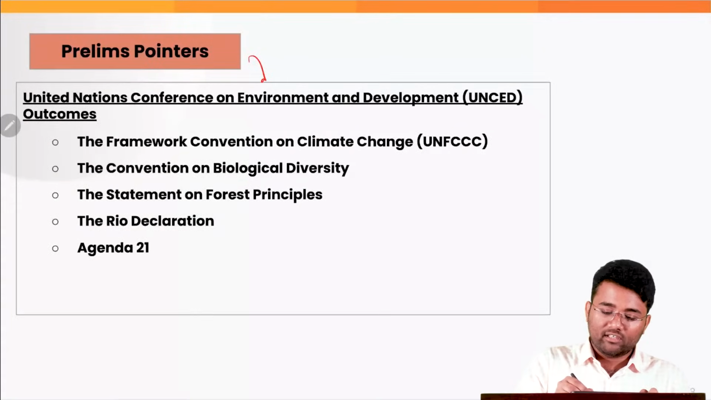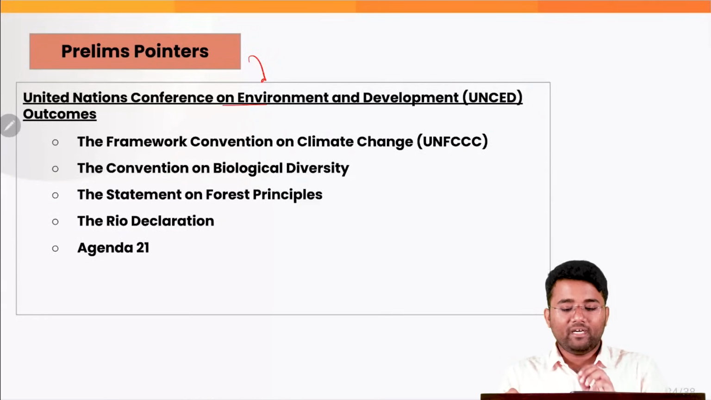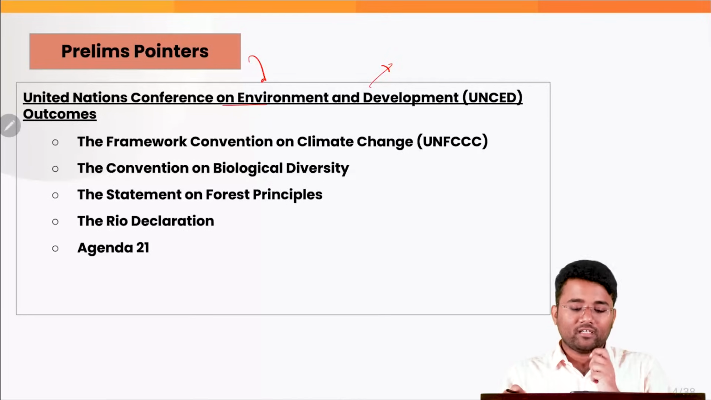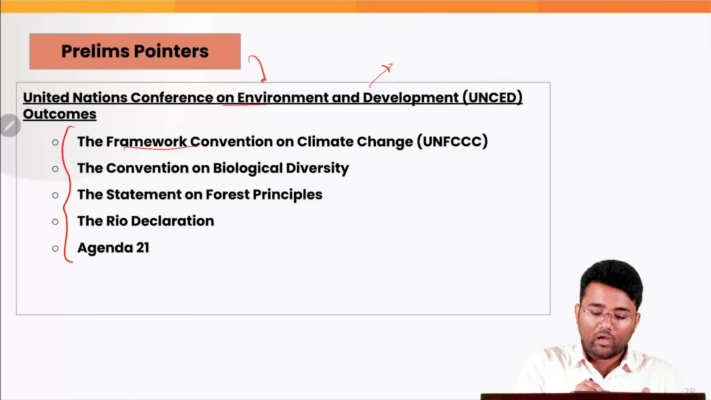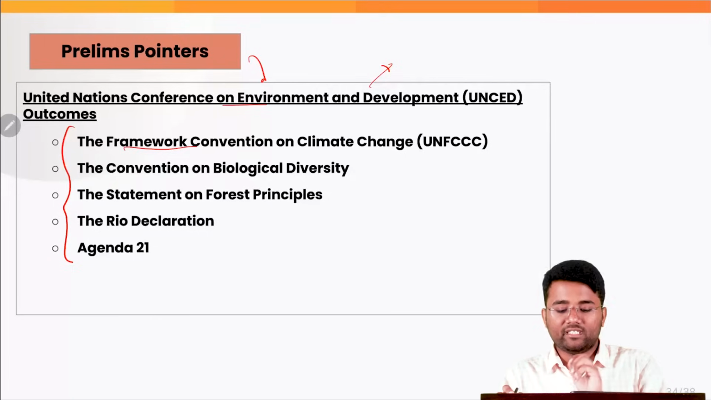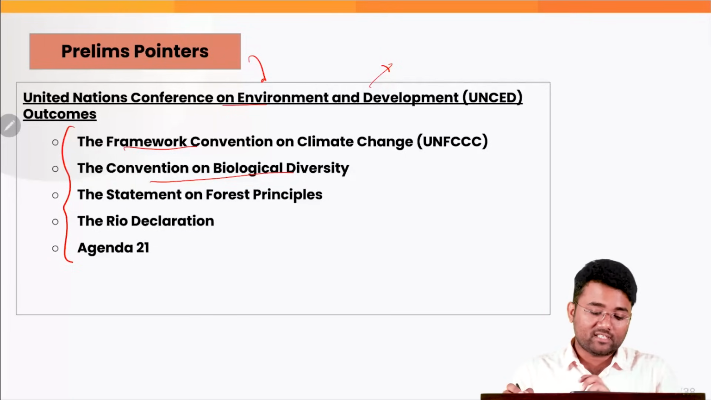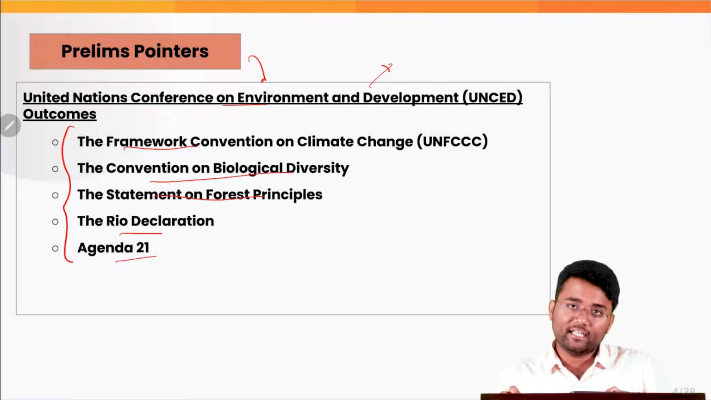If you talk about the prelims pointer, the United Nations Conference on Environment and Development, which was also called the Rio Earth Summit, happened in 1992. If you talk about major outcomes, it led to the Framework Convention on Climate Change, UNFCCC, the Convention on Biological Diversity, the Statement on Forest Principles, the Rio Declaration, as well as Agenda 21 for Sustainable Development.